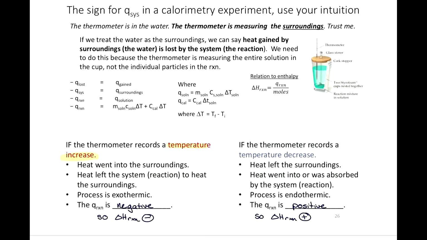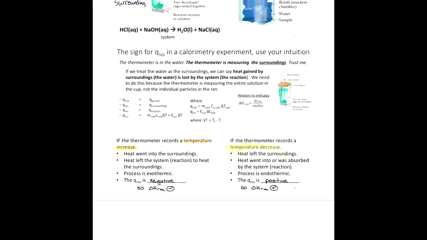And it's weird. It messes with our brains. But you got to get used to it, that your thermometer is measuring the surroundings, all right? So if we record a thermometer temperature decrease, what does that mean? The reaction did what to the heat? It absorbed it. So the sign of delta H is positive. It is an endothermic process, all right? So that's very, very important, all right?